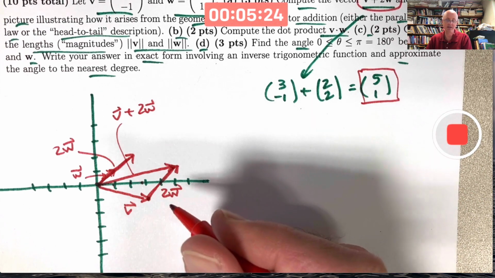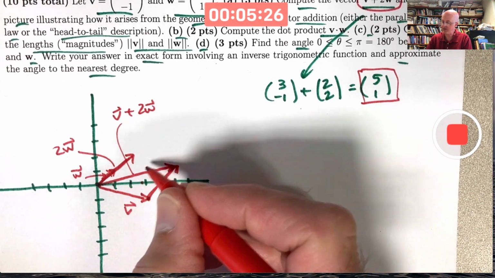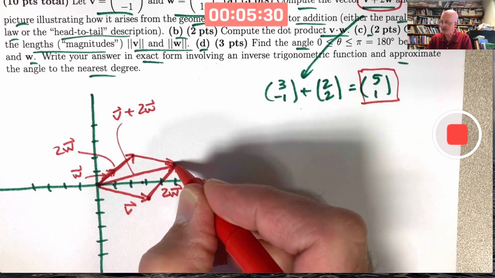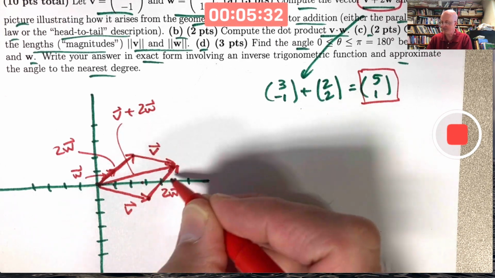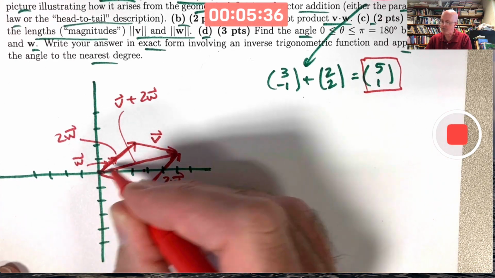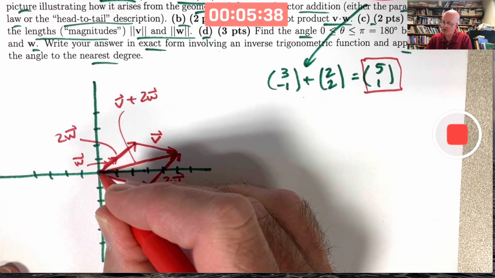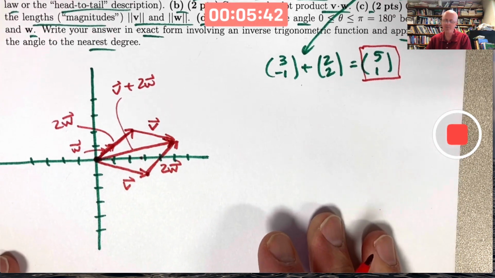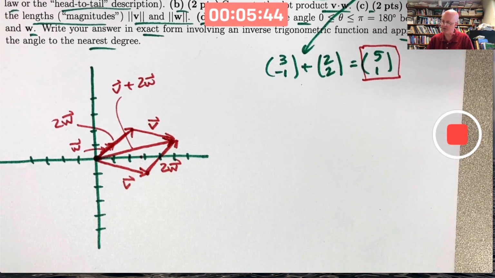I can relate this to the parallelogram law as well. If I translate v over so its tail is at the head of 2w, it's going to look about like this. And if my drawing was perfect, that would be a perfect parallelogram, and your sum, v plus 2w, would go from this corner of the parallelogram to the opposite corner, as you see right there. Okay, good enough picture to get full credit for that.